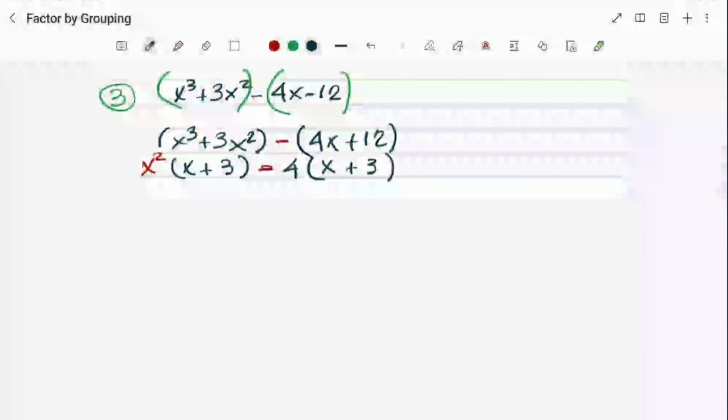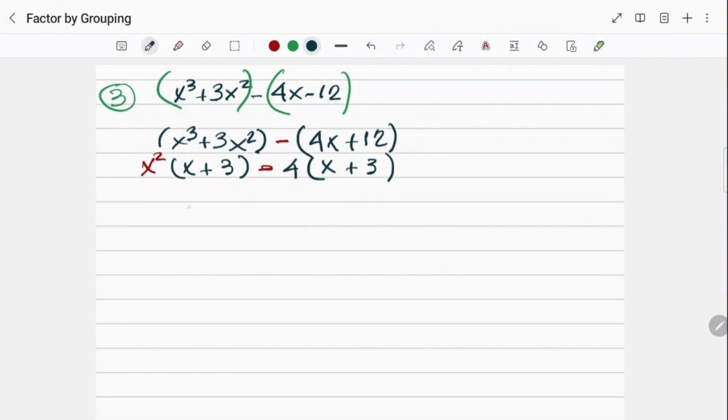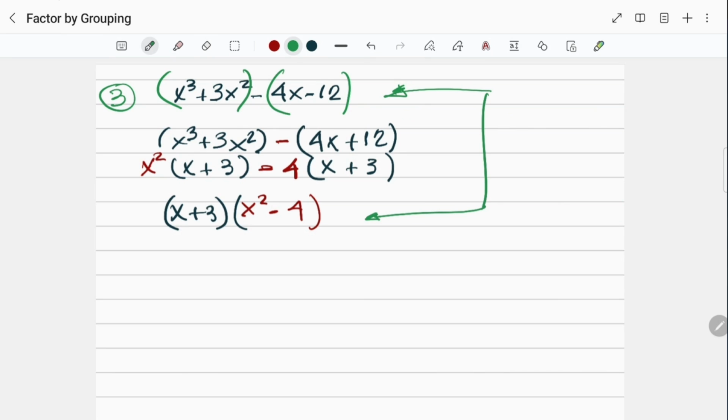In the first term, I have x plus 3. And in the second term, we have x plus 3. That means that x plus 3 is a common factor. And I'm going to open my second parenthesis, which is x squared minus 4. Then I have my four terms now in two factors, factoring by grouping.